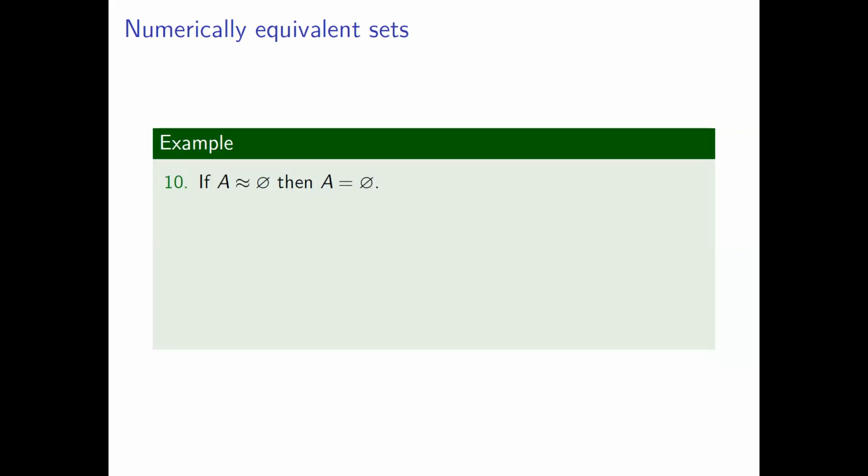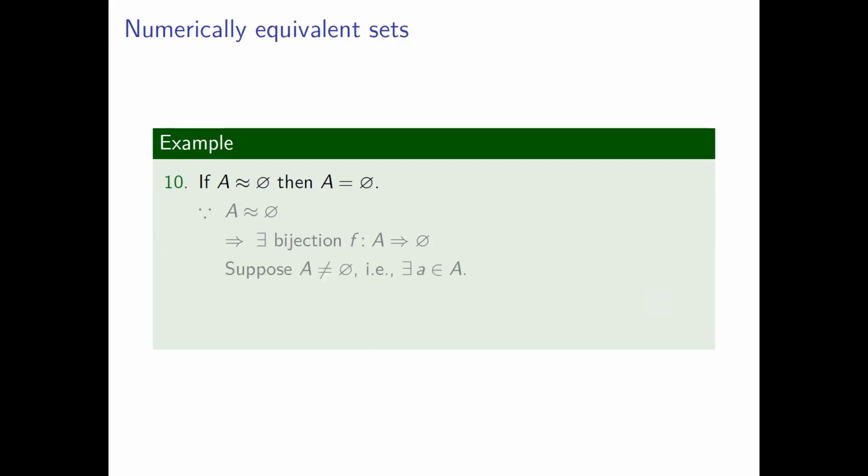Now we show that if A is numerically equivalent to the empty set, then A is equal to the empty set. That is, the only set that is equivalent to the empty set is itself. Indeed, if A is numerically equivalent to the empty set, then by the definition of numerical equivalence, there is a bijection F from A to the empty set.